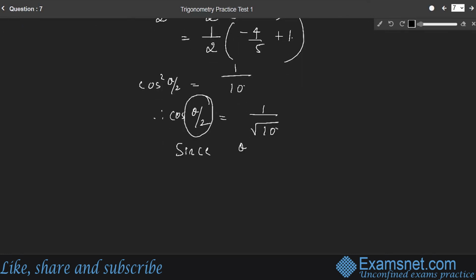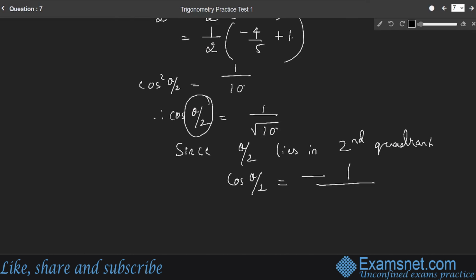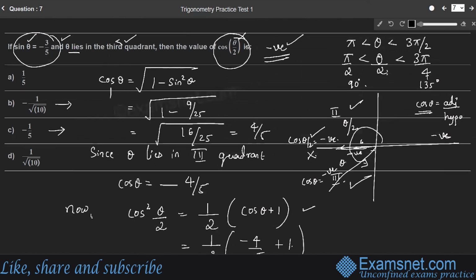Since theta by 2 lies in the second quadrant, cos theta by 2 will be negative. So minus of 1 by root of 10, right? Because of the position of theta by 2 in the second quadrant, the value of cos theta by 2 changes. Therefore, cos theta by 2 is equal to minus 1 by root 10. Option B is the right answer.